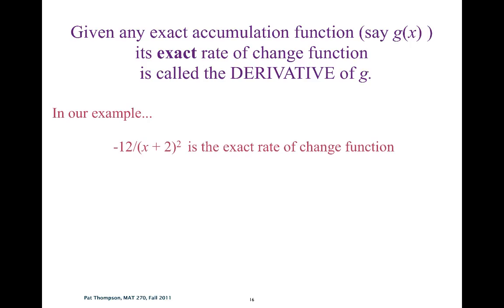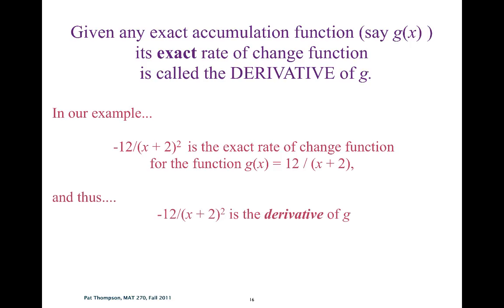Okay, so in our example, I have it right here. Negative 12 over (x plus 2) squared is the exact rate of change function for that function. And thus, negative 12 over (x plus 2) squared is the derivative of g.